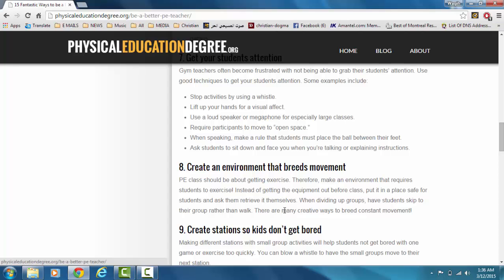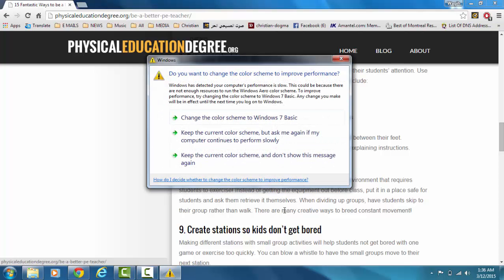The eighth point says that you have to create an environment that breeds movement. You always want to have your kids moving. That way they don't just sit down and say, I'm not gonna get up, I'm tired, or I don't want to move.